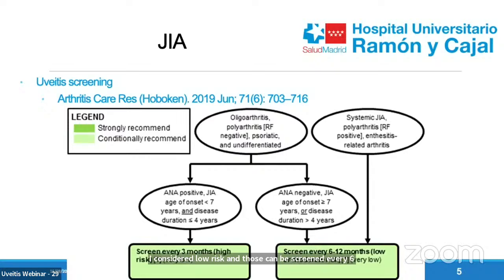Whereas patients with ANA positive JIA, with age of onset less than 7 years old and disease duration of less than 4 years, those patients with oligoarthritis, rheumatoid factor negative polyarthritis, psoriatic and undifferentiated arthritis, are considered high risk and will need to be screened every 3 months. If these same patients with oligoarthritis, polyarthritis, or psoriatic undifferentiated arthritis do not have positive ANAs, start their condition older than 7 years old, or have a disease duration of more than 4 years, they can be considered low risk and they can go on to be screened every 6 to 12 months.